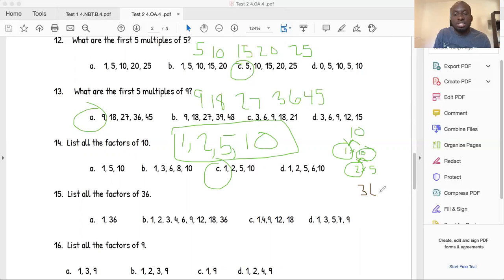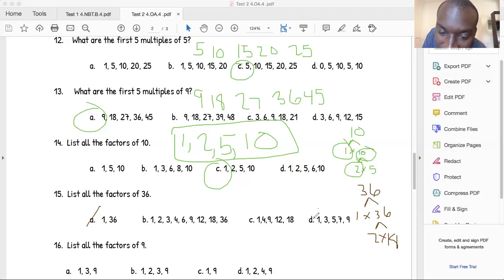Again, I want to do this tree. I know 1 times 36. I know it's a lot of factors for 36. 2 times 18. So I know it's not just A.